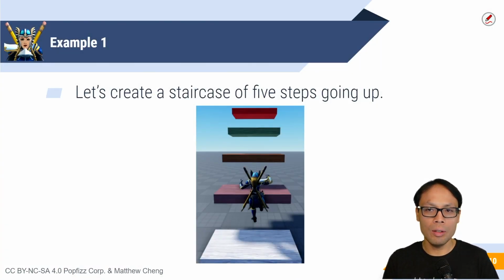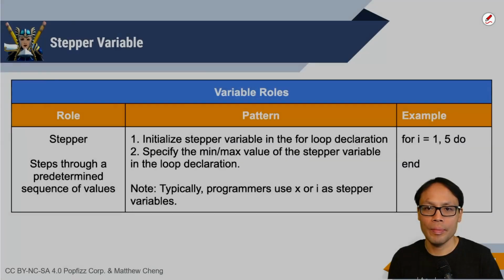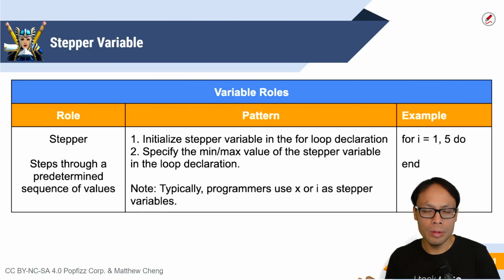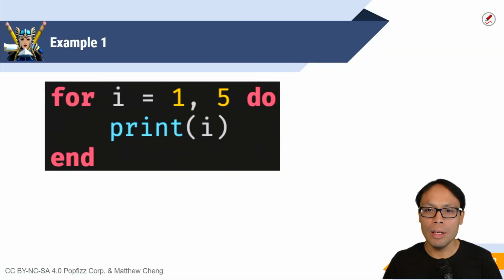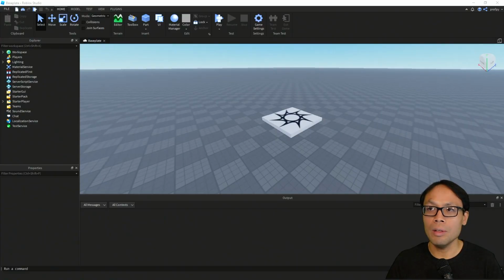Now let's go ahead and create a staircase that counts 5 steps going up. With a for loop we're also going to use the stepper variable, and it's going to work a little bit differently than before, because we're going to initialize the stepper variable in the for loop declaration, as well as specify the min and/or max value of the stepper variable also in the loop declaration. So let's try a very simple example of a for loop.